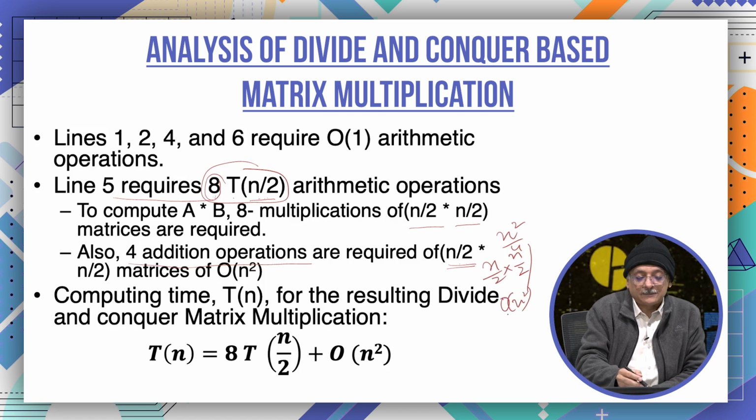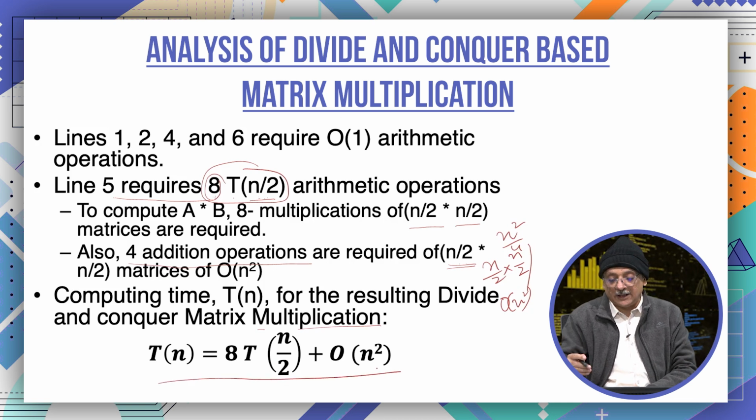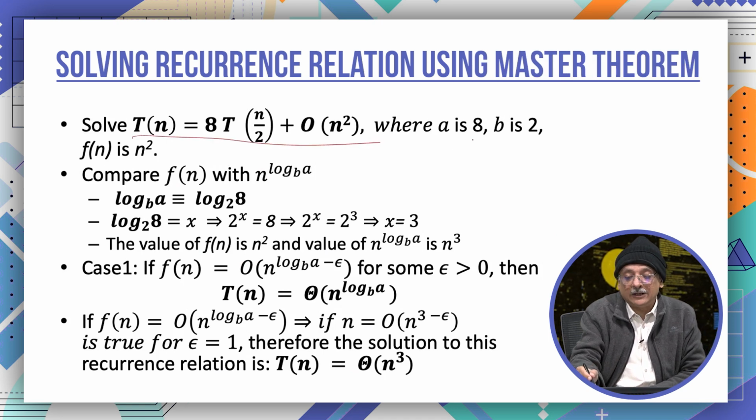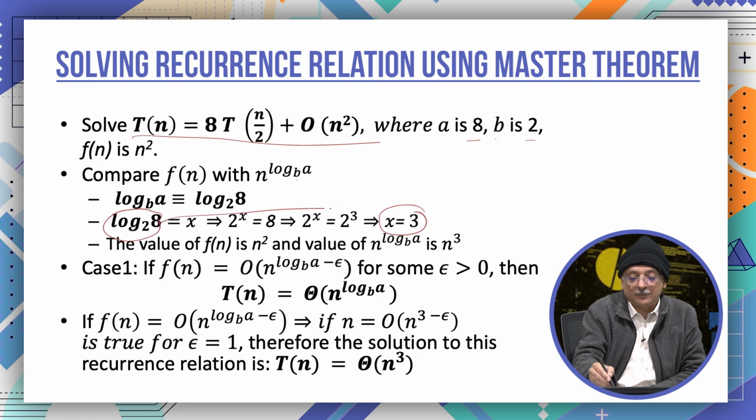Therefore, the computing time T(n) for this divide and conquer operation is going to be 8T(n/2) plus order n square. Given this recurrence relation, what is the value of A? 8. What is the value of B? 2. So log of A with base B, log base 2 of 8, is 3, since 2 to the power 3 is 8. Our function was n square, and n to the power log A is n cube. Therefore, the value of epsilon is going to be 1.